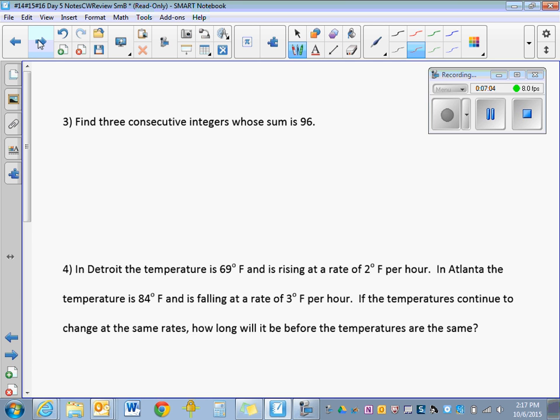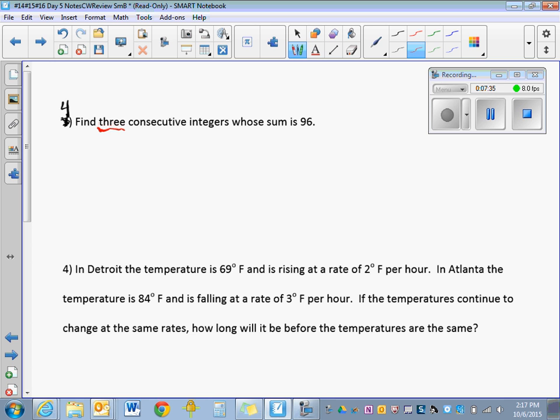This is number 4 in your notes, where it says find 3 consecutive integers whose sum is 96. So we read it once. Find 3 consecutive integers whose sum is 96. Now let's go back through and pick out important information. Find 3 integers. So we know we have to have 3 total numbers.